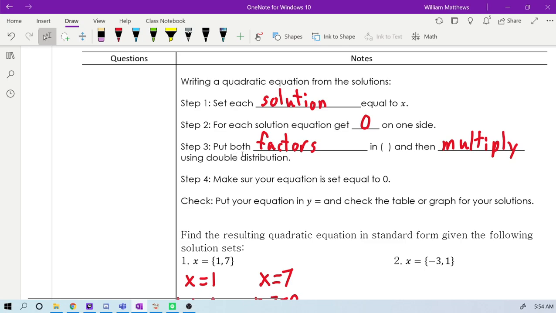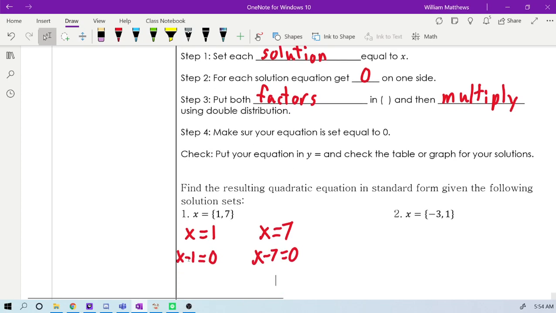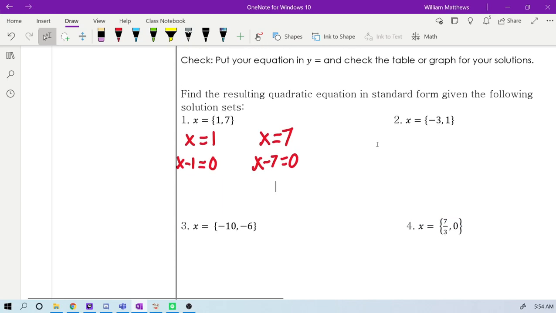We're going to put both factors, that is our parts that are equal to 0, in parentheses and then multiply using double distribution. So in this case, we will create x minus 1 in parentheses and x minus 7 in parentheses. And this all equals 0 still.